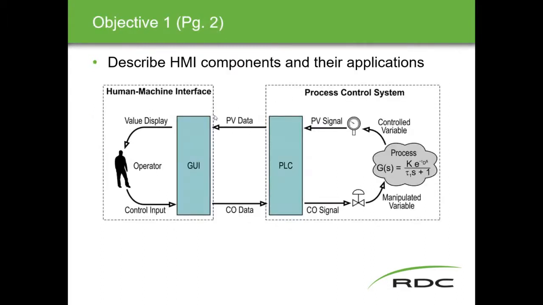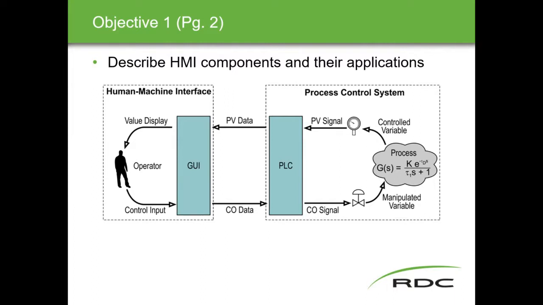So first off, it says here, let's describe HMI components and their applications. So your average HMI system looks something like this in the big picture. We have the PLC system over here, which of course collects data from field devices, brings it into the PLC for processing. It gets processed in there and the math gets done, the PID math and the algorithm gets done, the controller signal goes out and changes the final control element. Within that system, we have to have some way of monitoring what's going on.